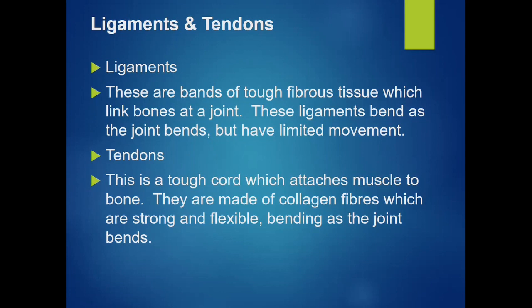Tendons are made up of a sort of tough fibrous cord, sort of bands of cords, and they're made up of collagen fibers. They're strong and flexible and they help with bending at the joint. So tendons connect muscles to bones and ligaments connect bones to bones.